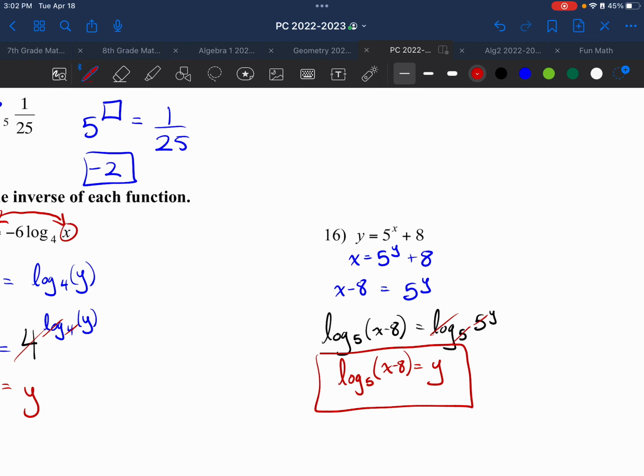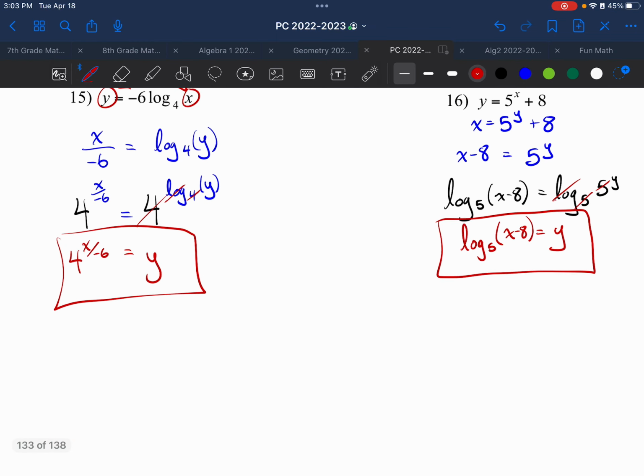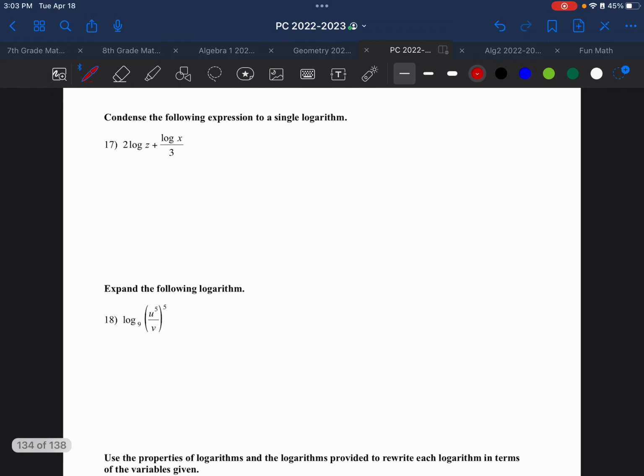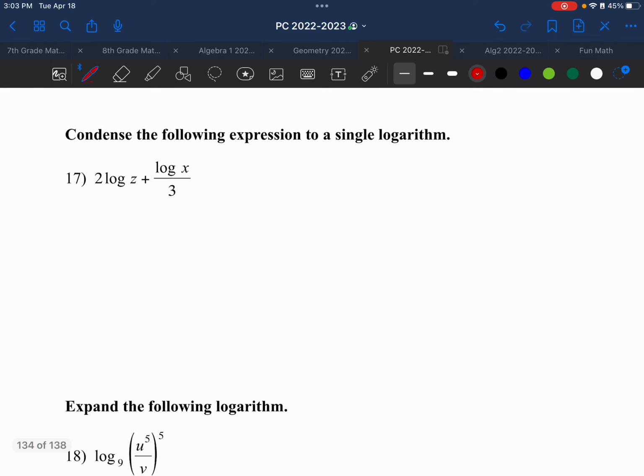Do I need to be boxing these? I think it's pretty clear that my answer is at the very bottom, but just in case, I'm boxing my work. And, oh, there we go. I'm on to number 17. Doing well in time. We got 11 minutes, or a little over 10 at least.